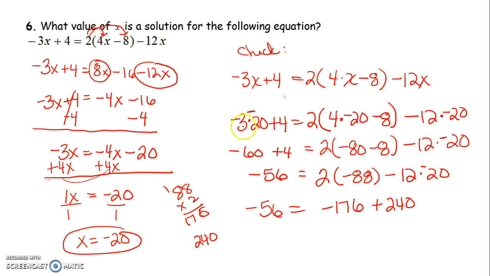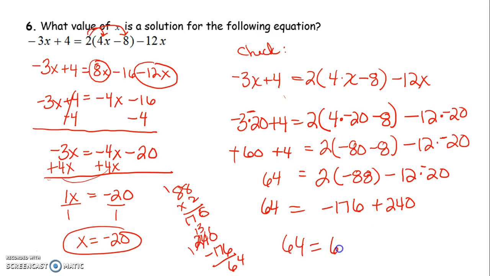I'm so sorry. Negative 3 times negative 20 is a positive 60. Positive 60 plus 4 is a positive 64. I think I did the work right, so my check better work. Sorry, negative times negative is positive. Positive 64 on this side. 240 minus 176. I'm trying to go quick. My video is going to end in a second. 10 minus 6 is 4. 13 minus 7 is 6. Woo! 64 equals 64.